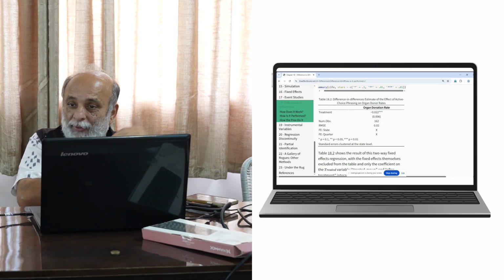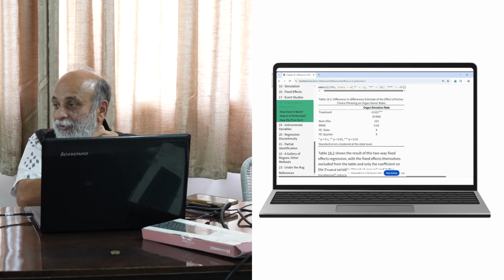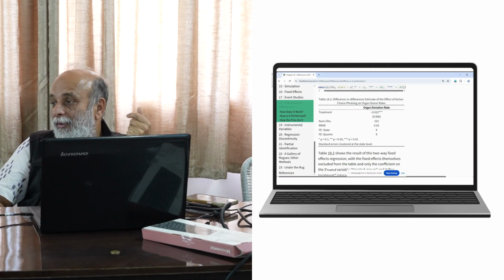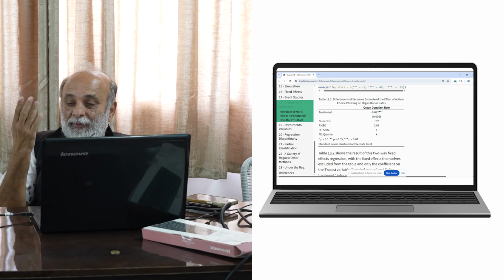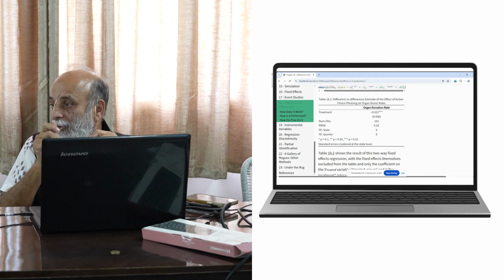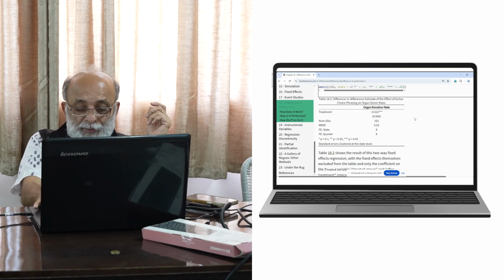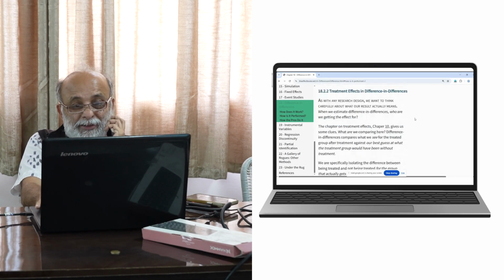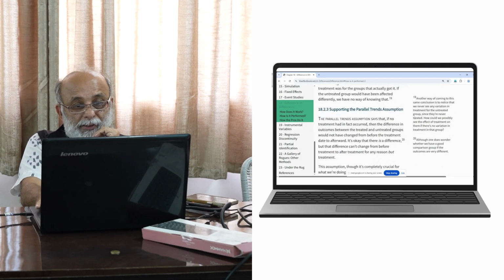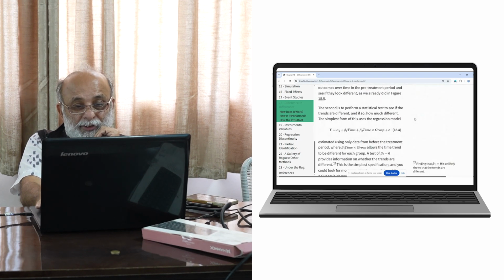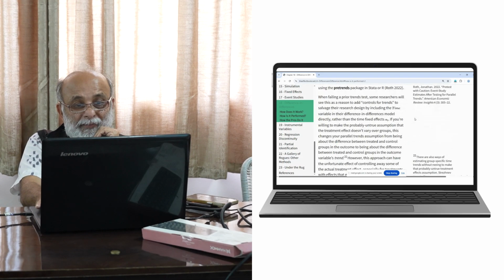So organ donation rates were declining anyway, but in states where a voluntary choice was allowed, the decline was 0.022% more than the states where there was no active selection, where people were automatically enrolled. This is not the full treatment of the subject, but you can read this. What is a parallel trend assumption and so on can be read.